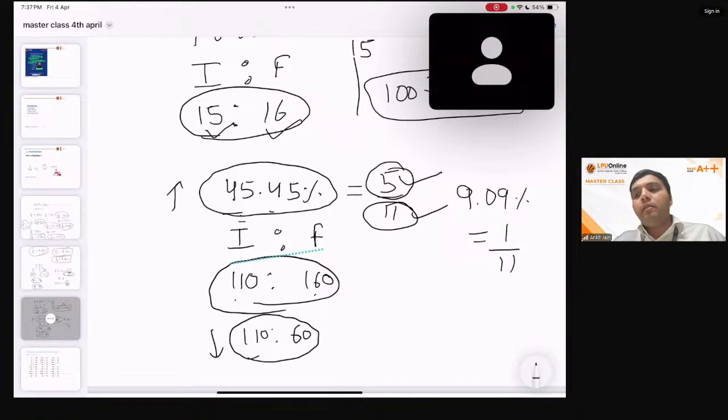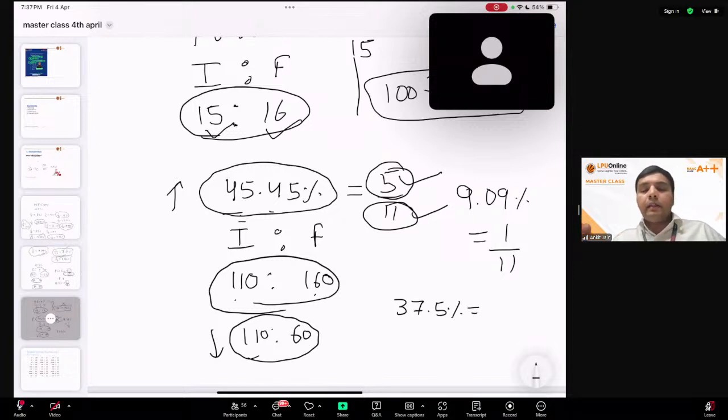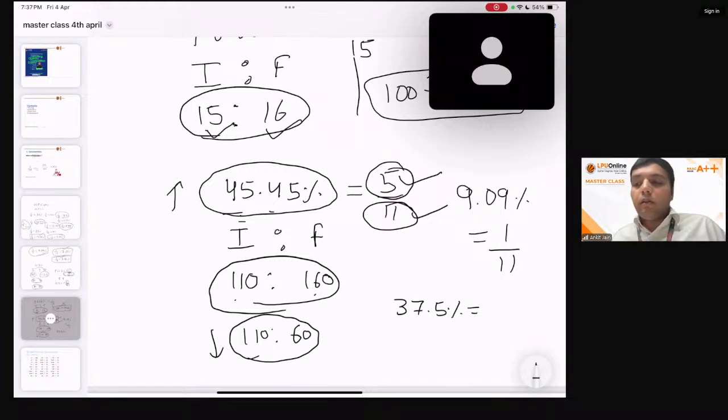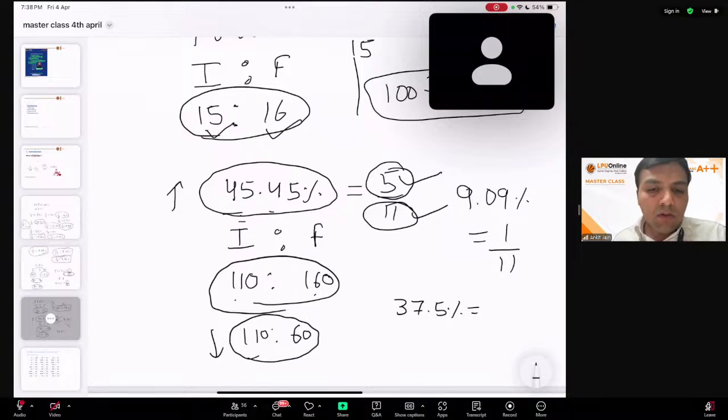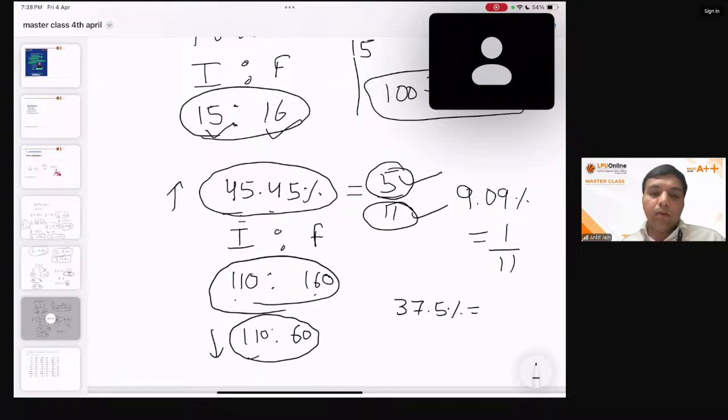Let me give you one more question. What is the fraction of 37.5%? First, you have to find the multiple. Yes, 5 by 8? No, 37.5%.